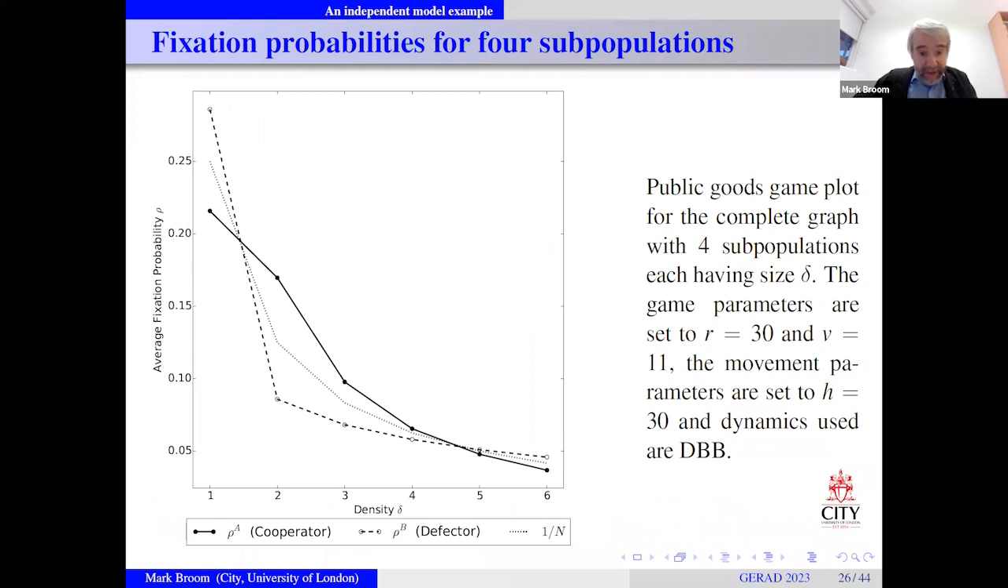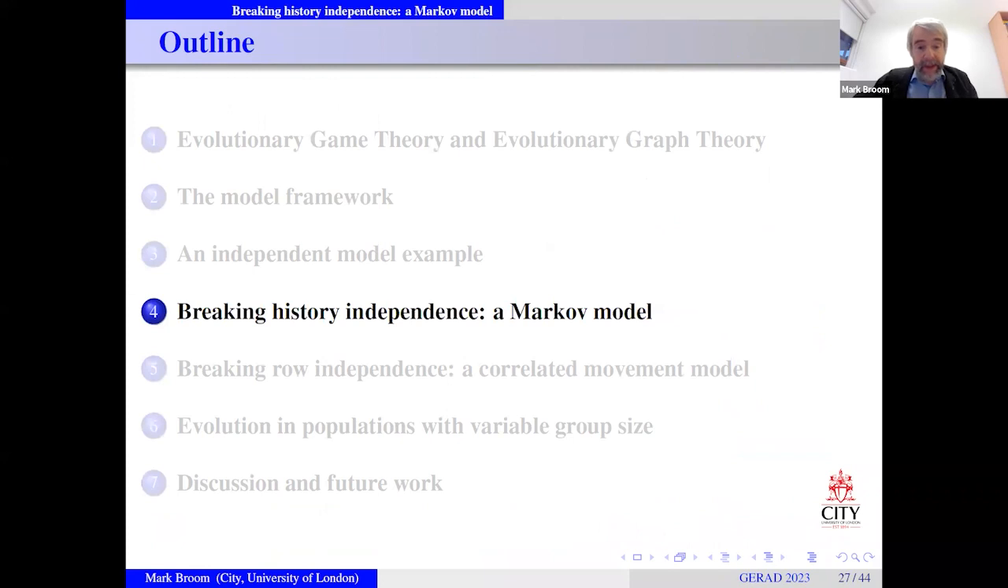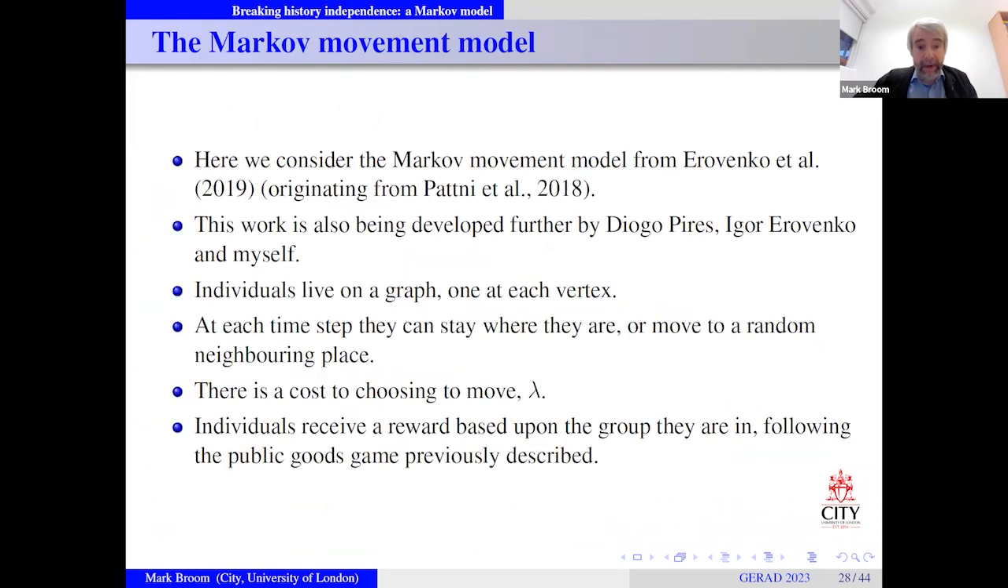And for the sake of time, I will skip the next figure, which says pretty much the same thing. So I'm now going to look at history independence. This is a Markov movement model. Individuals, again, are moving about a similar kind of underlying graph structure, but instead of just making one movement and then going back again, they make several steps, and they try and assort in the appropriate way. Again, this is work that Igor and Diogo are working on.